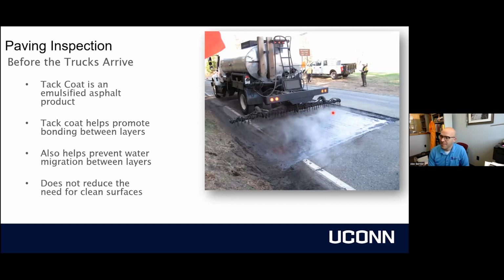It's called breaking. This is really important though. This is the glue between our layers. If we don't have this, the layers are going to move independently and we're going to have more movement, more strain, and faster cracking. This is what creates top-down cracking in our roads. It's also going to help prevent water migration between layers, but it does not reduce the need for clean surfaces. And that's what I was mentioning with the dough, right?